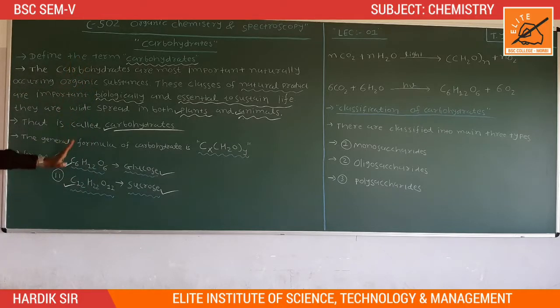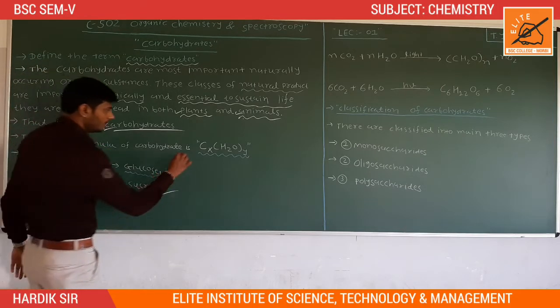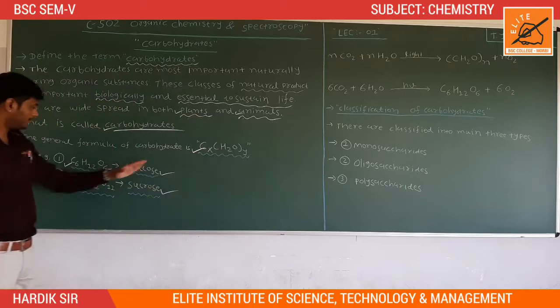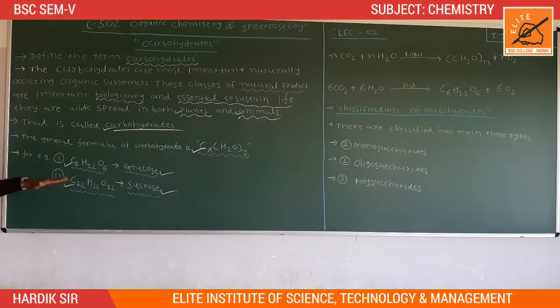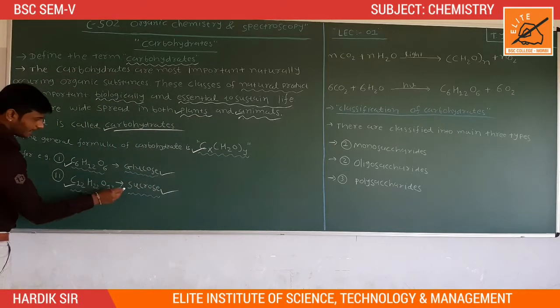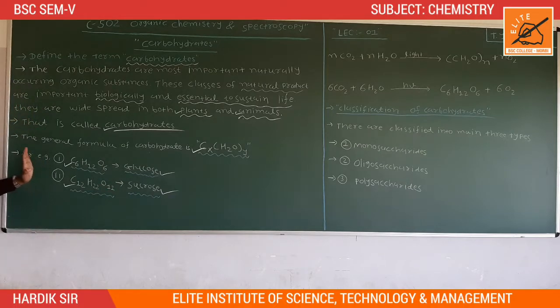So this is the term carbohydrates, this is the definition of carbohydrates, this is the general formula of carbohydrates, and this is the example of carbohydrates. Glucose and sucrose are examples of carbohydrates. Glucose and sucrose are prepared in nature and also prepared by our human body.